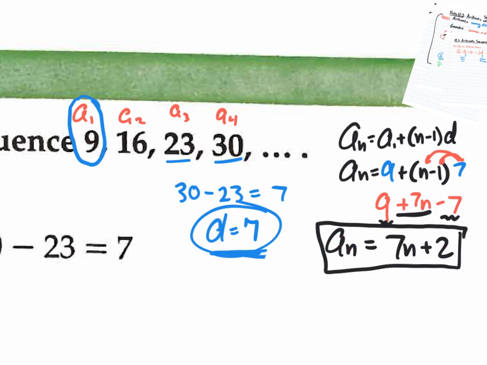Believe it or not, if I plug in the number 1, I'll get this first term, 9. If I plug in the number 2, 7 times 2 is 14. 14 plus 2, I get the second number, 16. Plug in 3, I'll get the third number. Plug in 4, I'll get the fourth number. This is the machine that created this list.